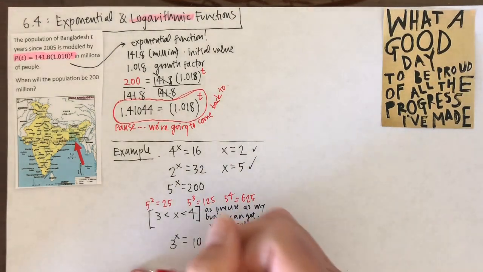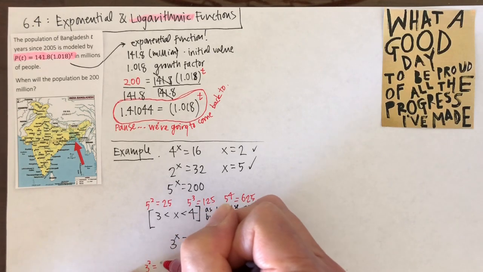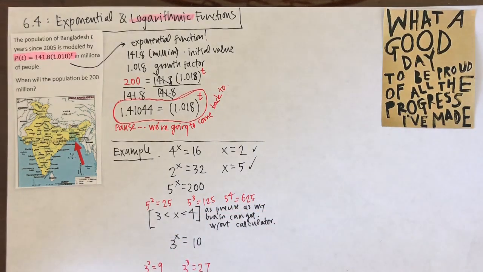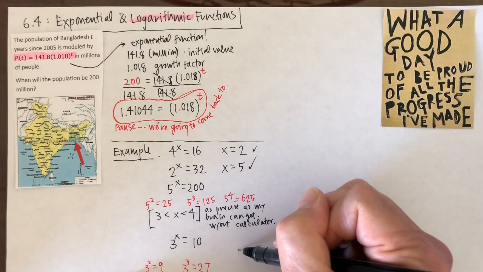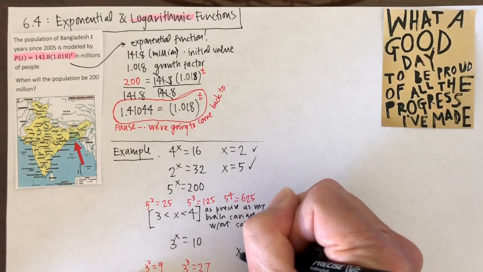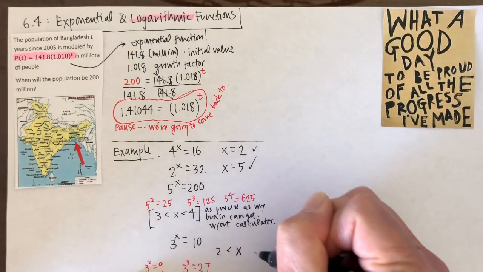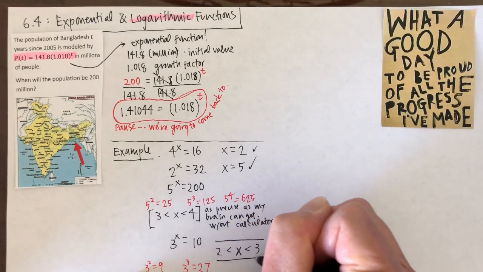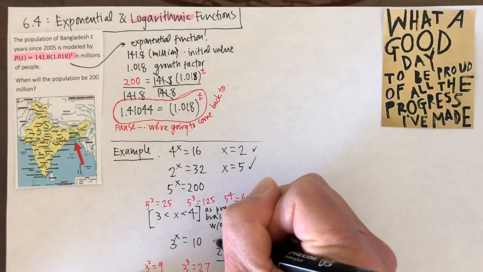Okay, well, I know that 3 squared is 9 and 3 cubed is 27. So whatever number this is, it's going to be some decimal number between 2 and 3. Probably closer to 2 because 3 squared is 9. So I don't know what x is, but I know that it's a number between 2 and 3. And again, that's as precise as I can get. That's my best estimate without a calculator.